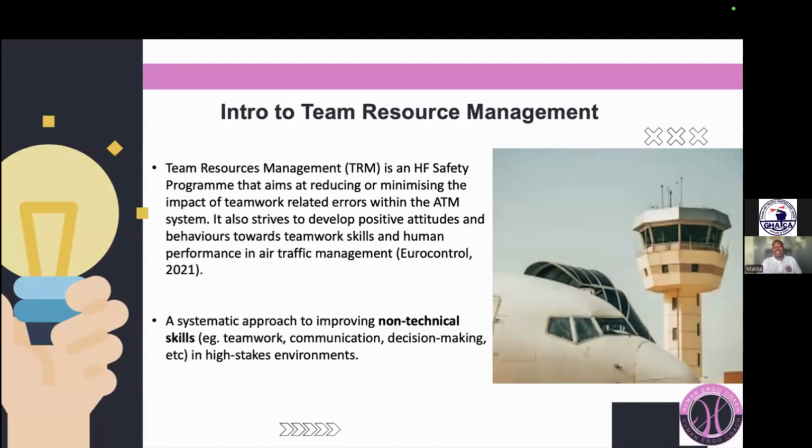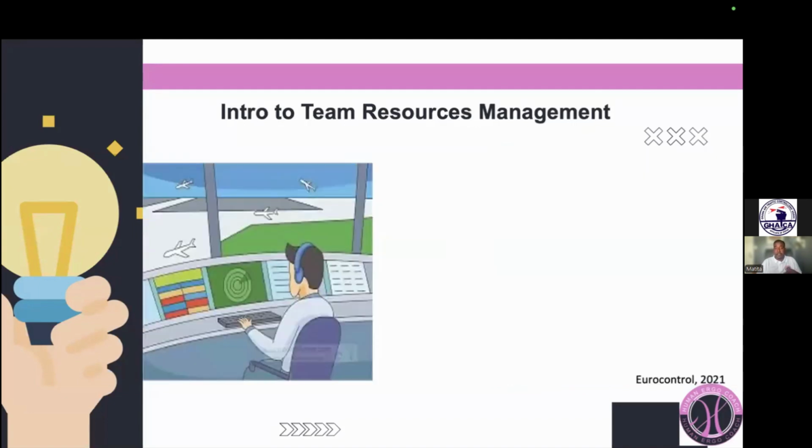It aims to improve non-technical skills. Non-technical skills are the cognitive and social skills that complement the technical skills. So it's important, because in many instances, what we were accustomed to before, the Tenerife accident in 1977, the focus was mostly on technical skills. But since then, as the colleagues have alluded to, it was discovered that a lot of things can be addressed through non-technical skills. So basically, that's what TRM does. It's mostly about non-technical skills like teamwork, communication, and decision making in a high stakes environment.